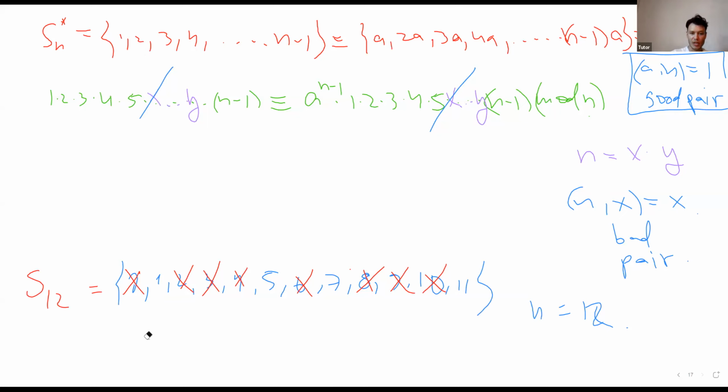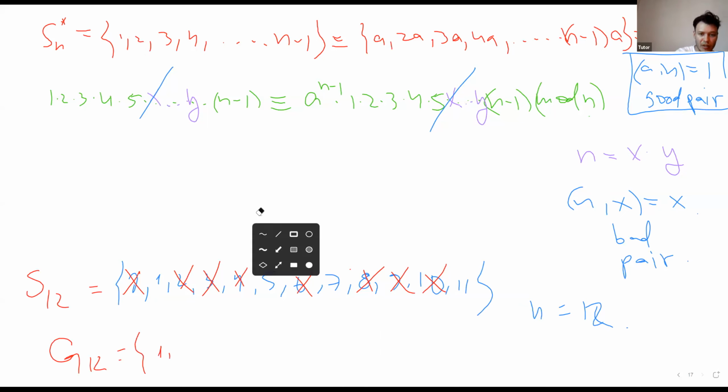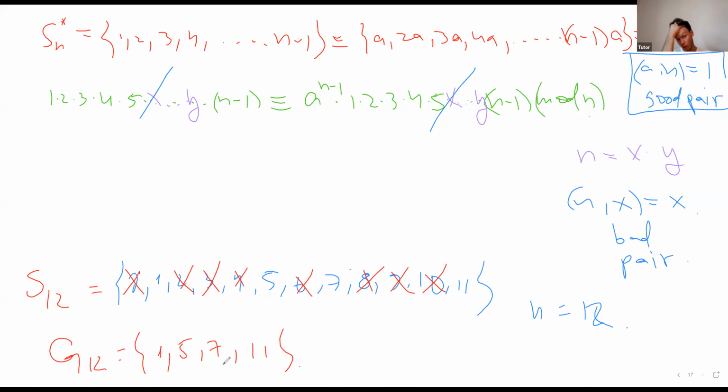So the only good numbers, I can create another set, good 12. What is going to be good 12? These are going to be the good remainders. The good remainders are going to be 1, 5, 7, and 11. So 1, 5, 7, and 11 are the only good remainders mod 12. I call this set G12, because these are the good remainders mod 12.